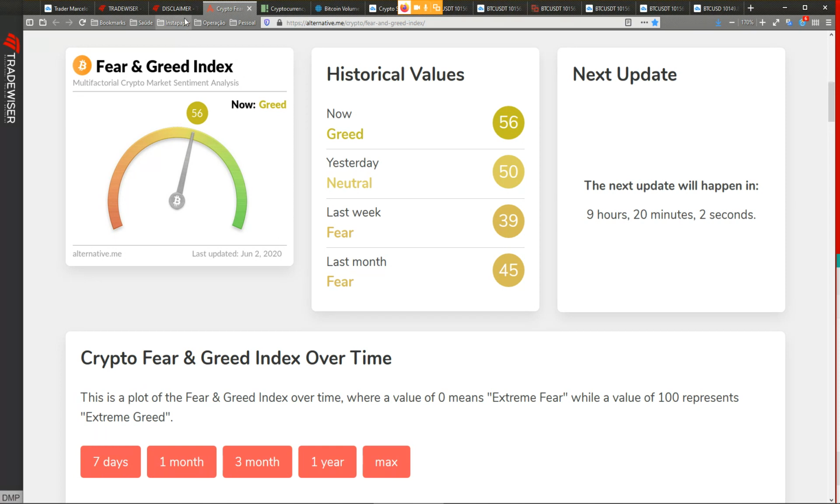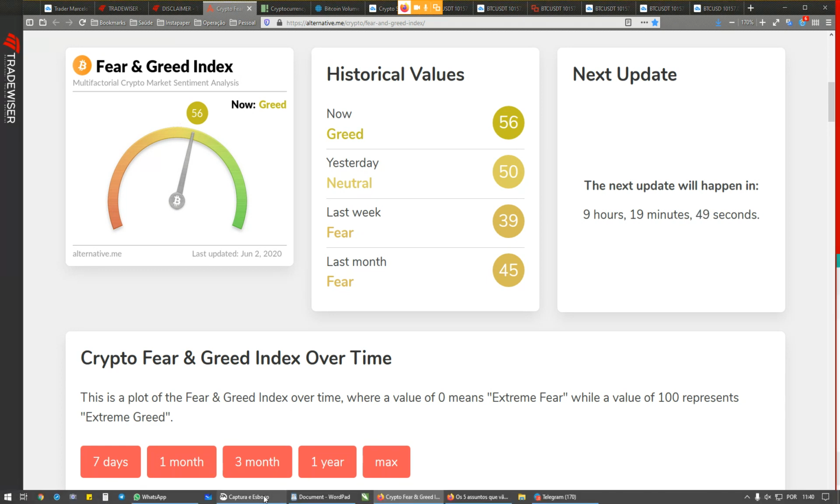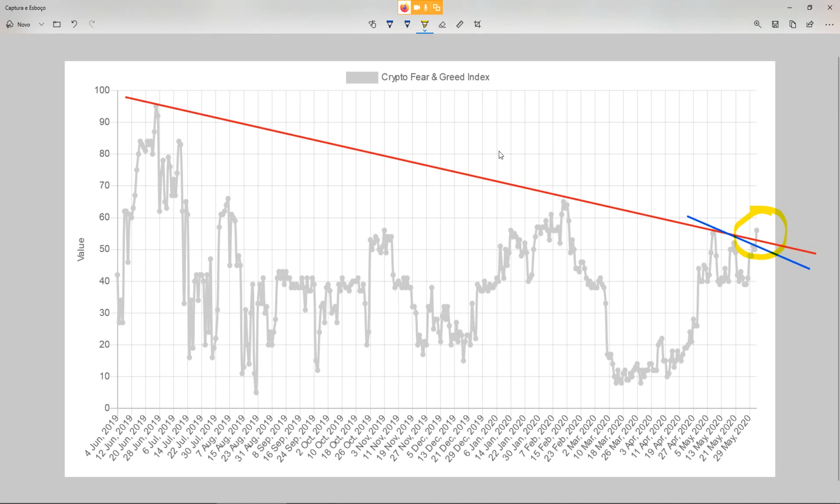Here we go back to the fear and greed index. It is at the 56 level, moving in the positive zone due to this Bitcoin move. If we take a look at its chart here, we can see that we broke out this trend line. So right now, as you can see, we are moving in a positive mood, which means that if this keeps going like that, we are definitely moving up.